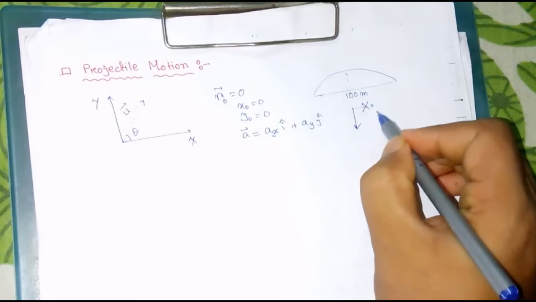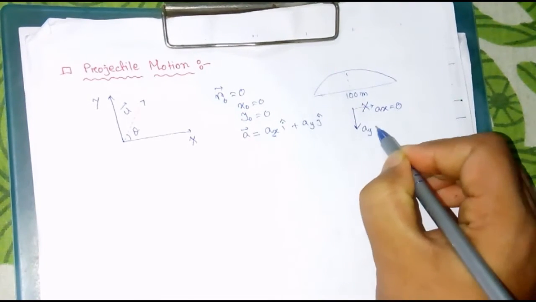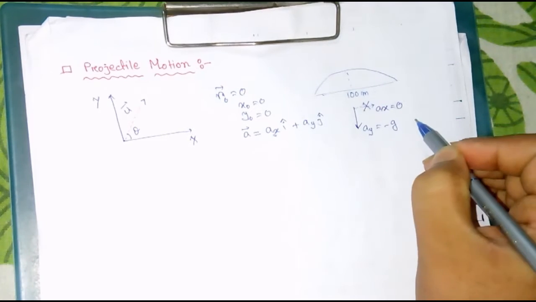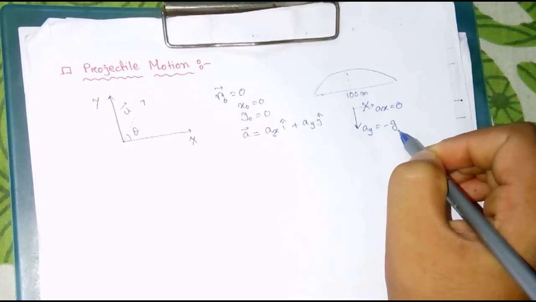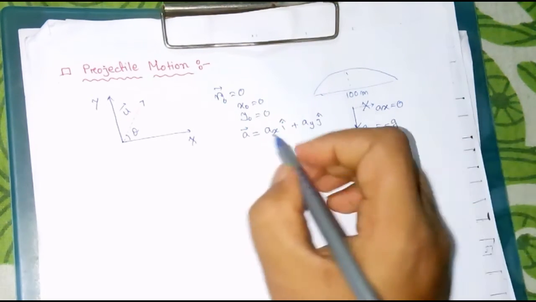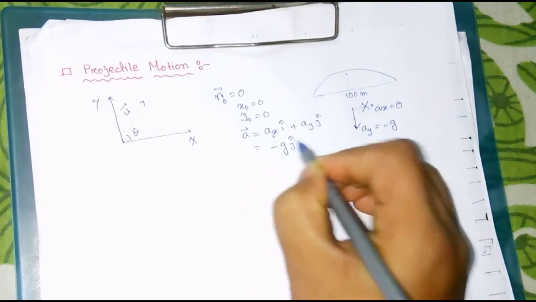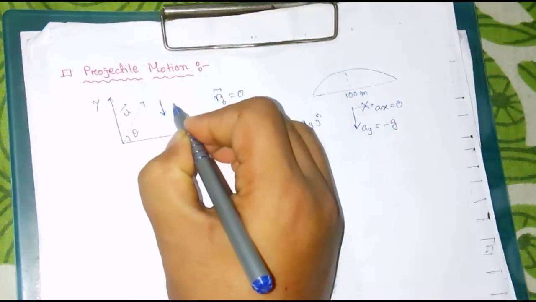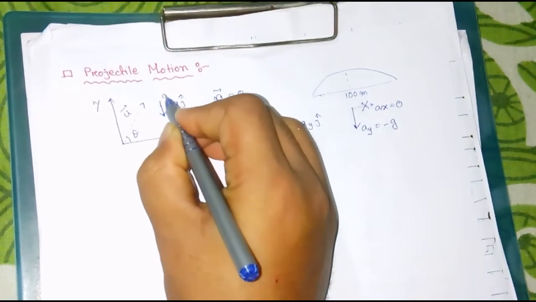So ax is 0, right? And what is ay? ay is minus g, isn't it? Minus means it is in the downward direction, that is why, and the magnitude is g if we take. So if we put this value, a will be minus g j hat, isn't it? So acceleration is downwards and it is minus g j hat. This is the acceleration.